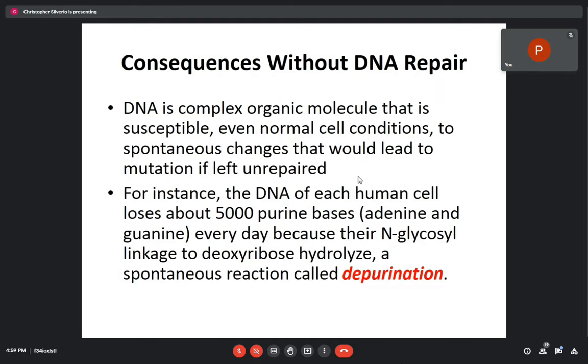The removal of purine bases from the nucleotide, that is what is called depurination. This will be a consequence. This is what will happen if there is no DNA repair mechanism. Later on, you will learn how depurination is repaired.